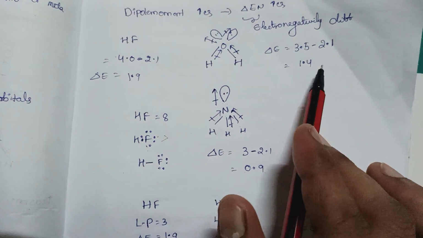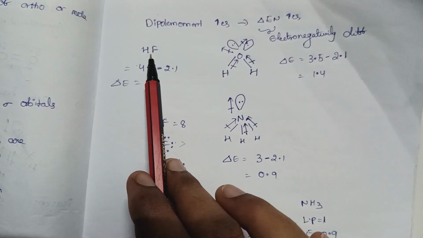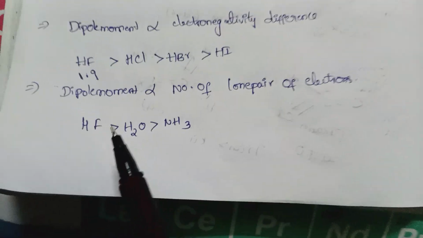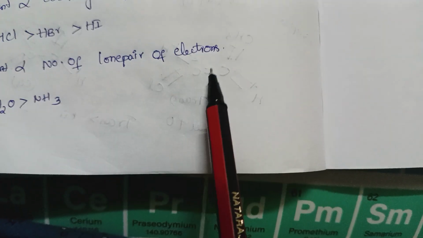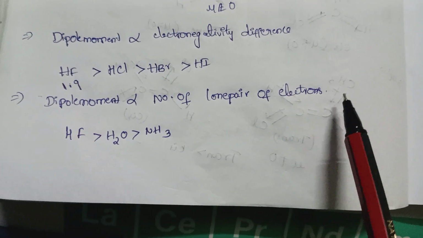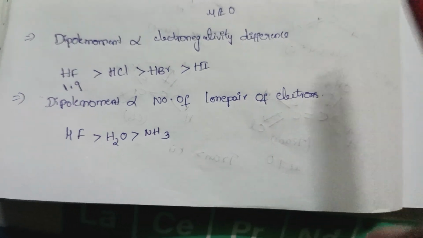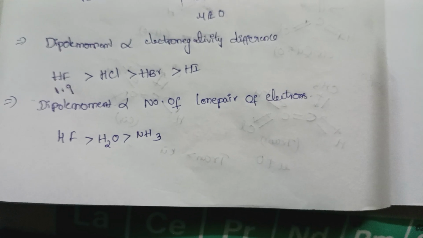1.9 is more than 1.4 and then 0.9. The electronegativity difference is more for HF than H2O, then NH3. So dipole moment is greater for HF than H2O and NH3. If we observe lone pairs, dipole moment is directly proportional to the number of lone pairs of electrons. A molecule with 3 lone pairs has more dipole moment than a molecule containing 2 lone pairs.